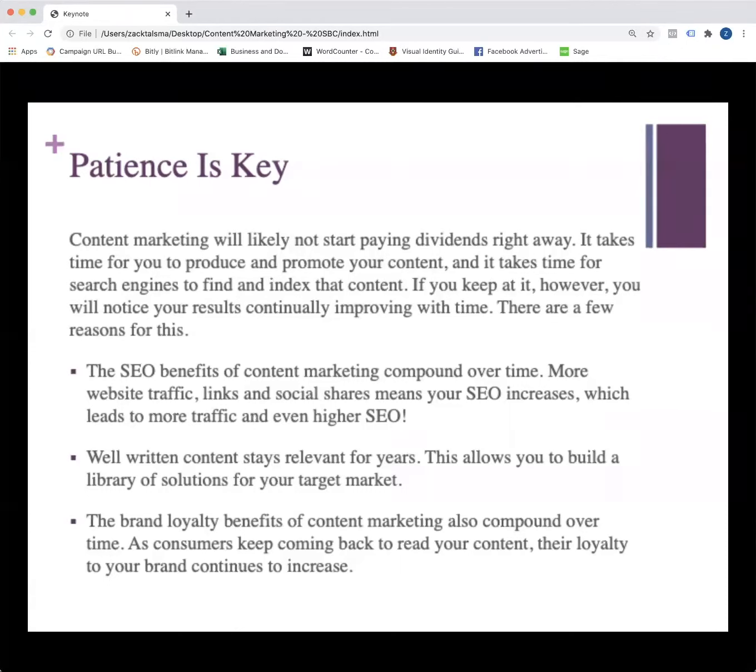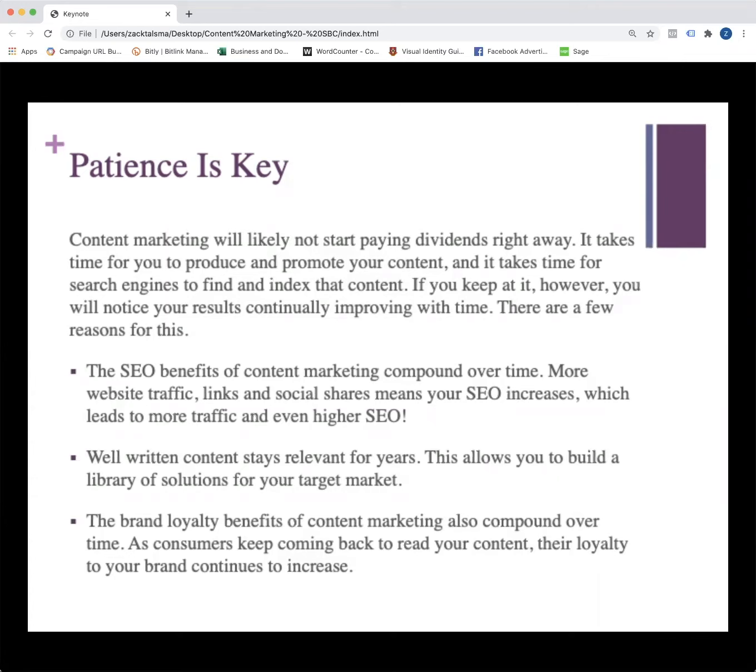The article might start on page 3, 4, 5 of their results. But over time, as they're more and more confident in it, and as the article gets more shares, more views, and your overall website traffic increases, it will start to show higher and higher in the results pages. And this compounds over time: traffic, links, social shares. As these things increase, so does your SEO, which leads to more traffic and even more SEO.